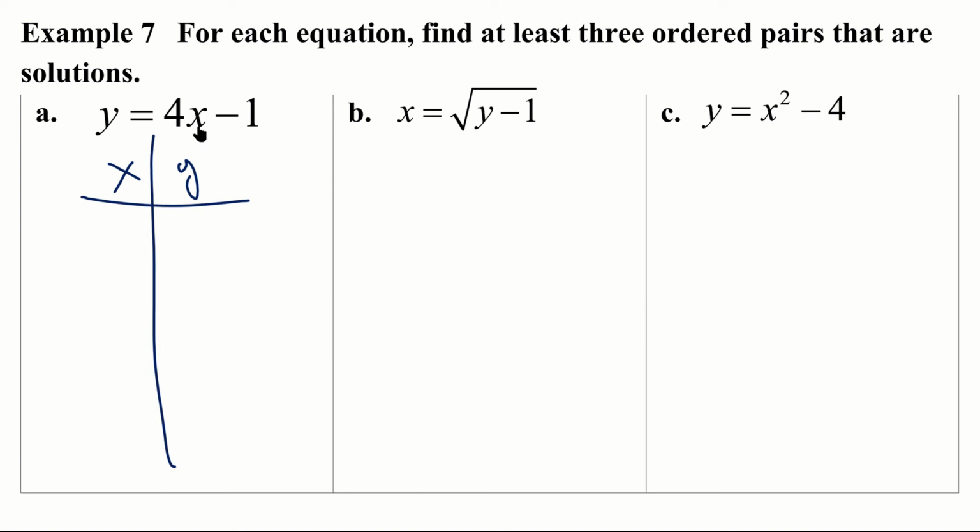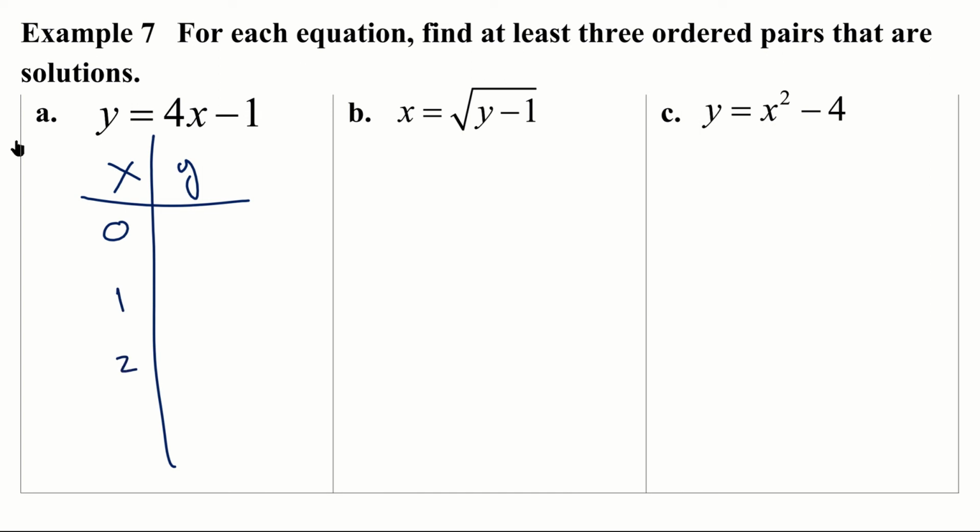So it's much easier if we substitute values for x and then find the corresponding values for y. So now which ones we use for x make no difference at all. So you can pick your favorite numbers, or just go with the simplest ones that come to your mind. For example, 0, 1, and 2.